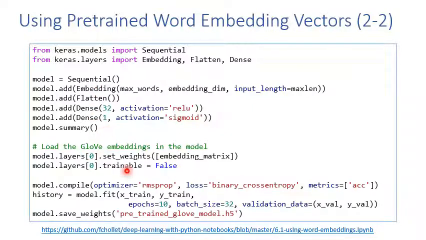After doing that, we also need to set trainable to false because we just want to use the pre-trained model. We don't want to change the parameters. So remember to set trainable to false. Then we compile the model, do model fit, and save the neural network parameters.